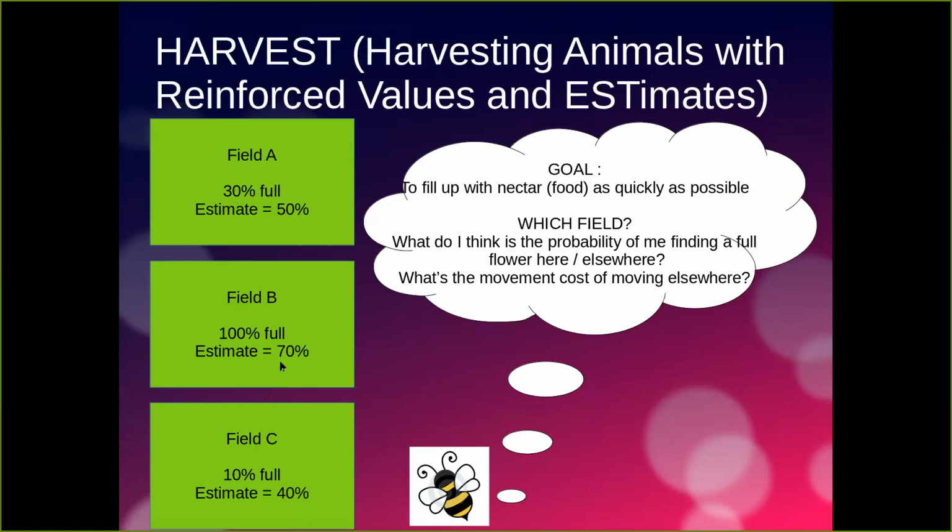And essentially at each point, it's making a decision. It's saying, do I stay here or do I move? And that's based on what do I think the probability of me finding a full flower here is versus finding one elsewhere, based on my memory. And what's the movement cost of me moving elsewhere? So it might be that I think this field over here is really good, but if this one's good enough, then is it worth me moving?